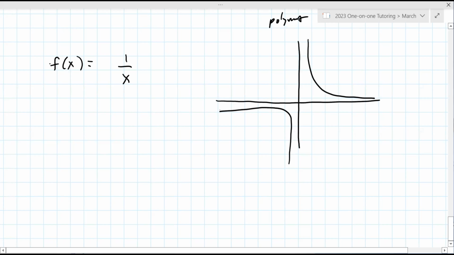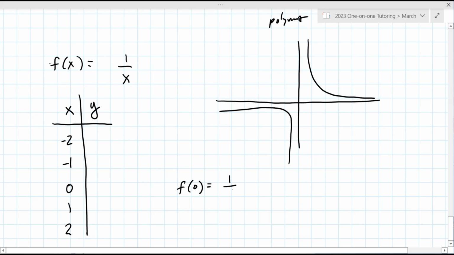All right. Now, if we were to make a quick table here, x and y, and we were to put in those same values we've been using before, we're going to see that there's a problem right away. F of 0 equals 1 divided by 0. Are you allowed to divide by 0 in math?